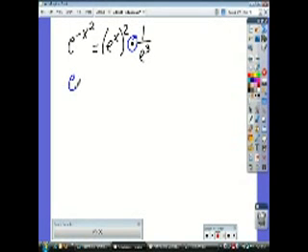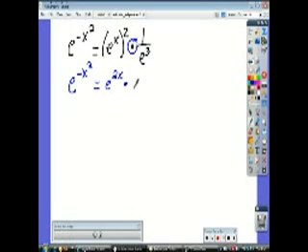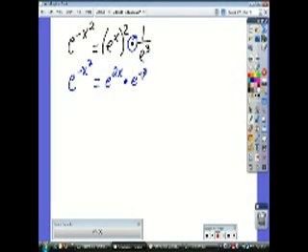So the left side of the equation is going to stay just like it is. If we remember our properties of exponents, powers to powers means that we multiply. So this simply becomes e to the 2x times, and in order to get this to work well, we want to take this out of the denominator. So when we move it up, this becomes e to the negative 3.